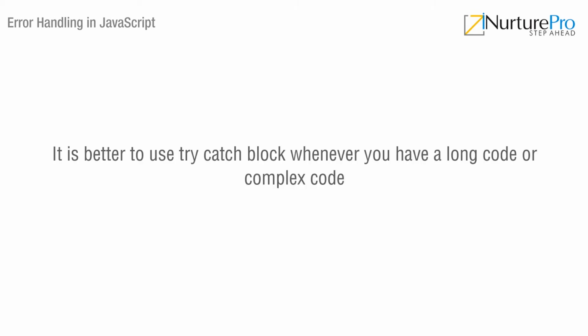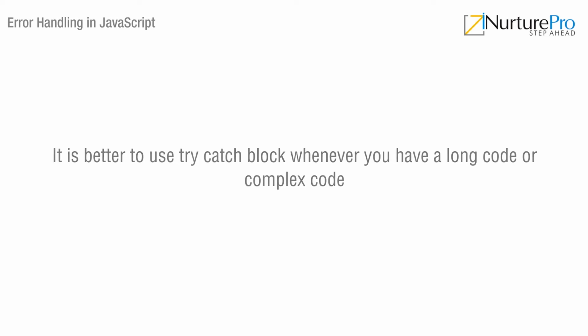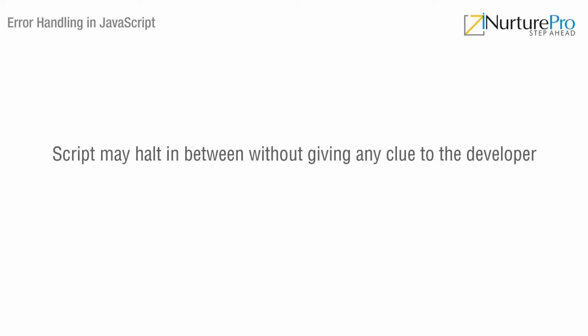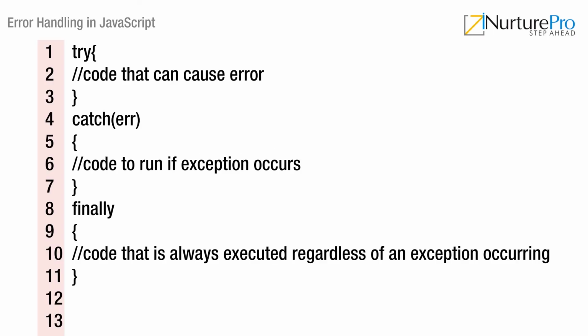So it is better to use the try catch block whenever you have a long code or complex code. If you do not use it, then there is a chance that your script may halt in between without giving any clue to the developer. Well, catch block will not execute normally. It is executed only when there is an error in try block. If try block runs completely without any error, then the catch block will be skipped and finally block will be executed.